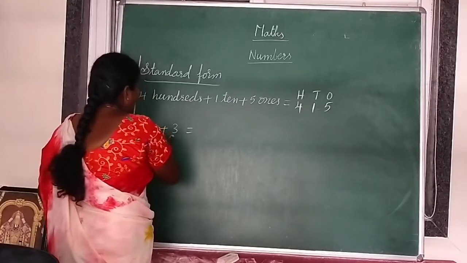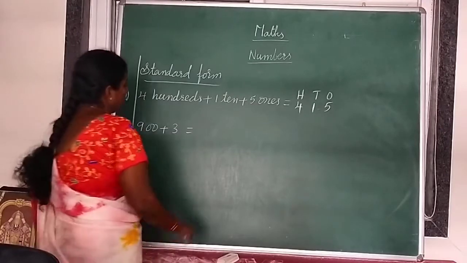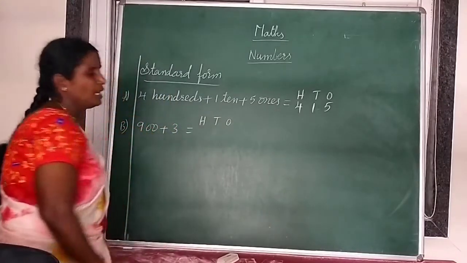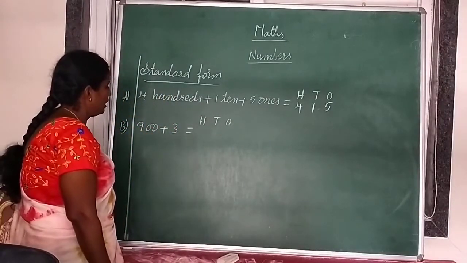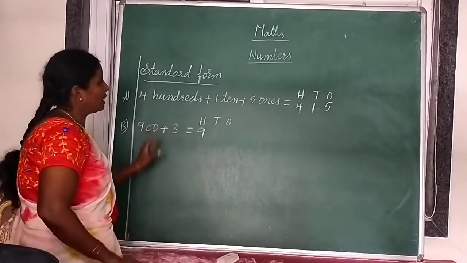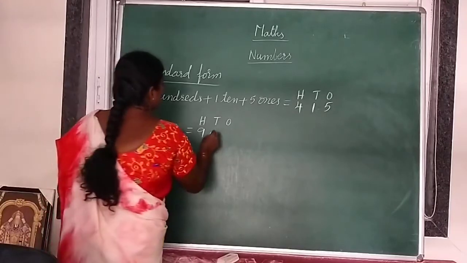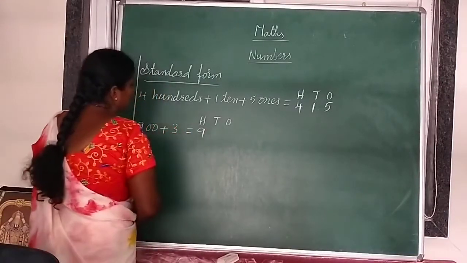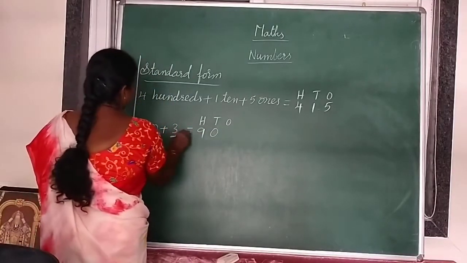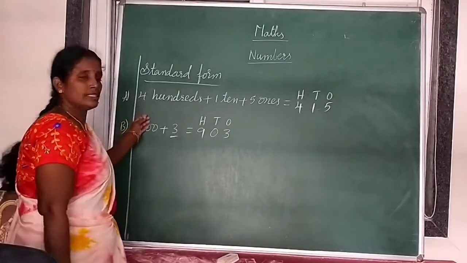Next, 900 plus 3. So we should convert it into standard form. Same, ones, tens, hundreds. How many hundreds are there? 900. So 9 in hundreds place. How many tens are there? No tens. So what we should write under tens place? 0. And how many ones are there? 3. Understood everybody? So this is standard form.